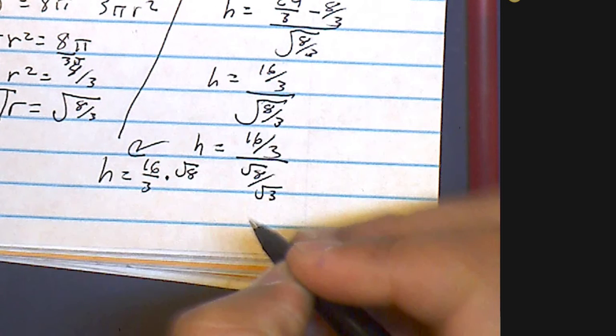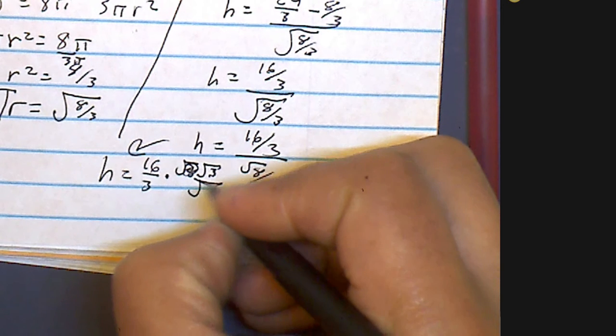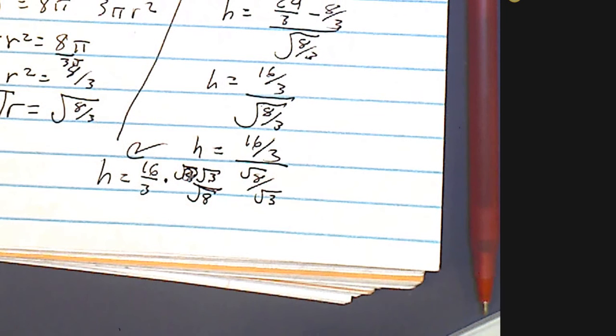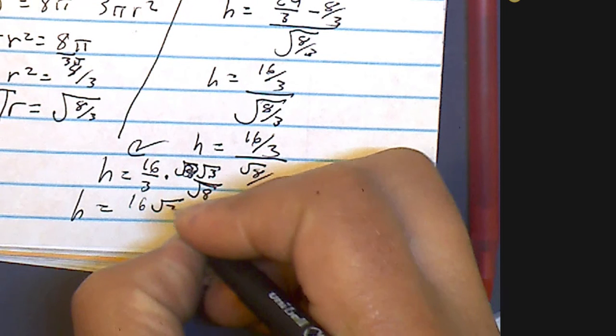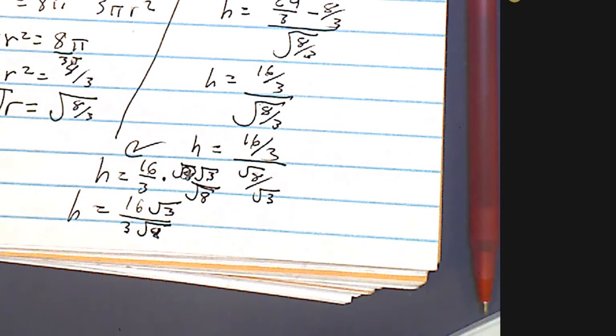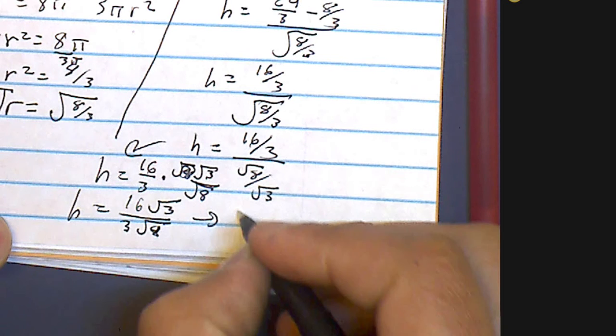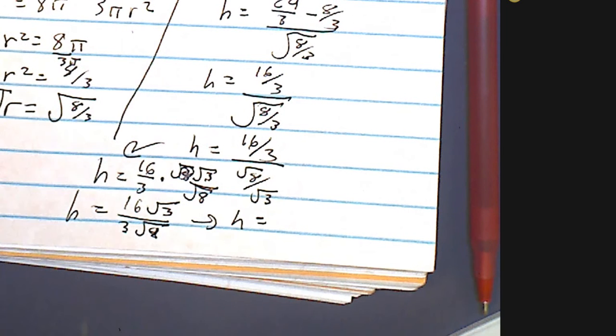Whoop, I didn't flip. What next? Plug it in the calculator. Yeah, plug it in the calculator. No, we're going to do it here. One more step, please. Multiply by 16.